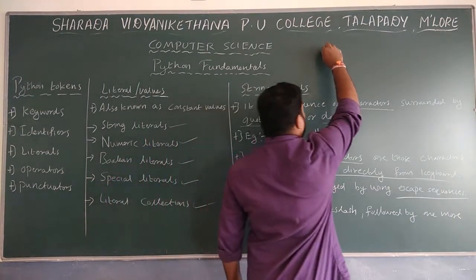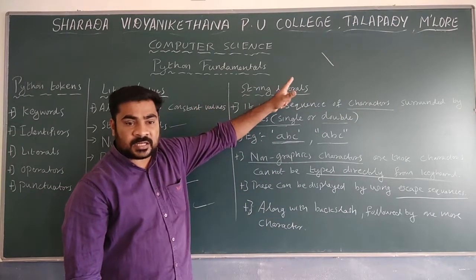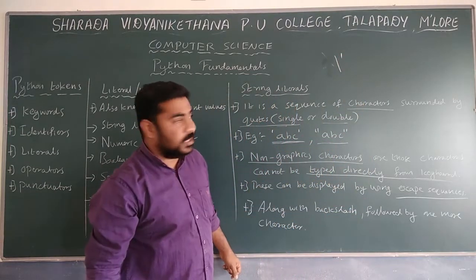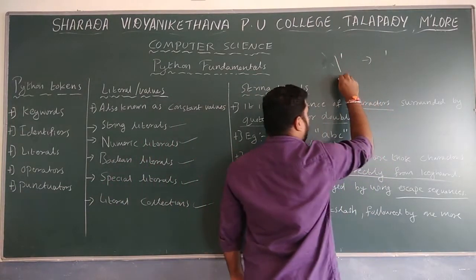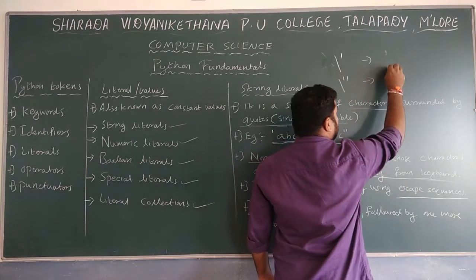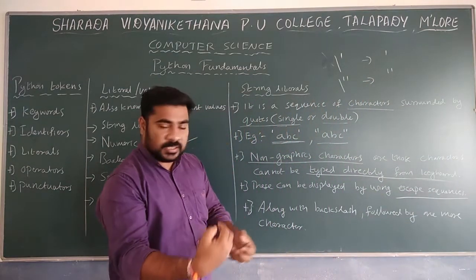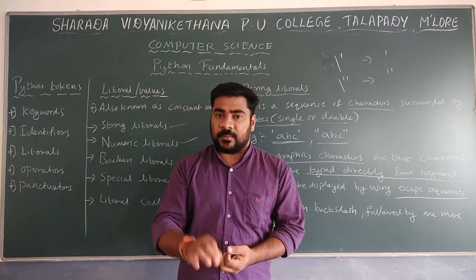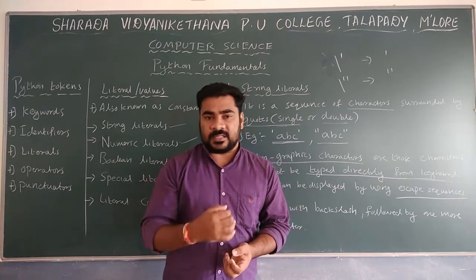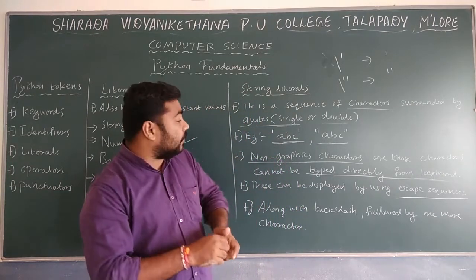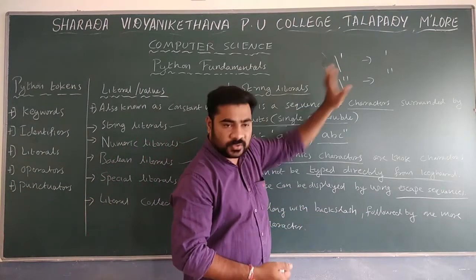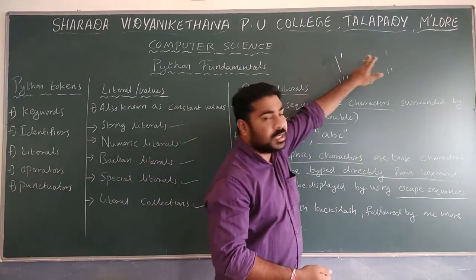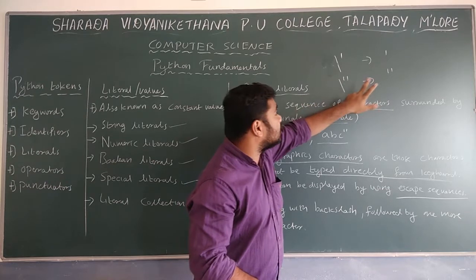An escape sequence contains a backslash. If you give a backslash along with a single quote, a single quote will be displayed. Backslash with a double quote, and a double quote will be displayed. A table is given in the textbook, and I am not going to explain the table. Just go through it and you can understand. If you use the backslash along with the character, it will print that value.